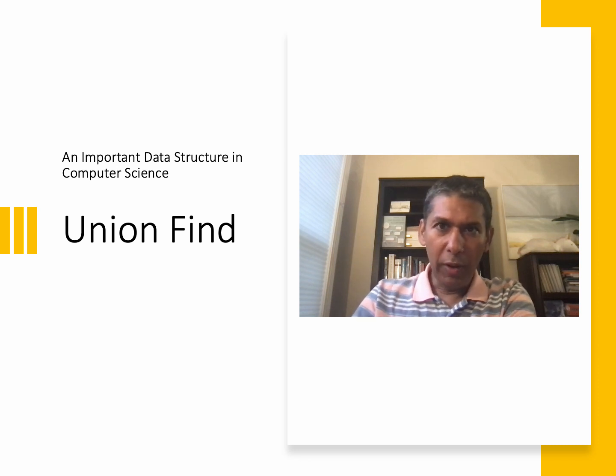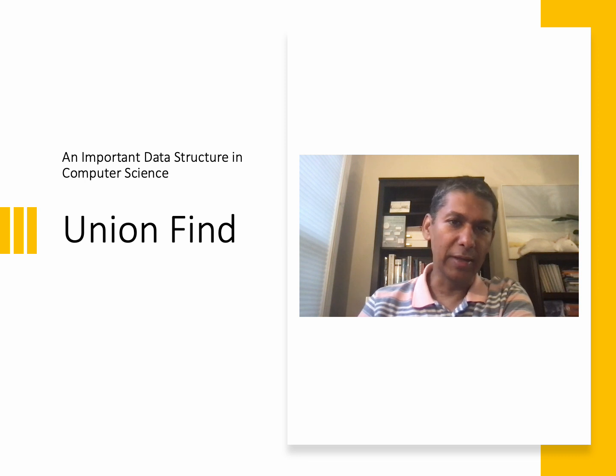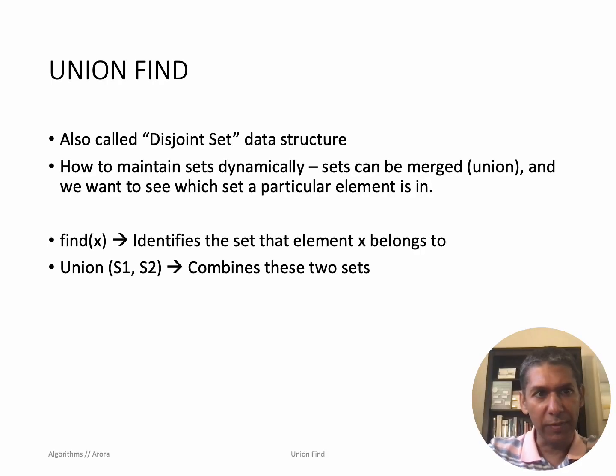Okay, welcome everyone. So today we're going to talk about union find. It's an important data structure in computer science, so let's dive right into it. Union find is also called the disjoint set data structure. You might have come across it either when studying Kruskal's algorithm, one of the minimum spanning tree algorithms, or in general as well.